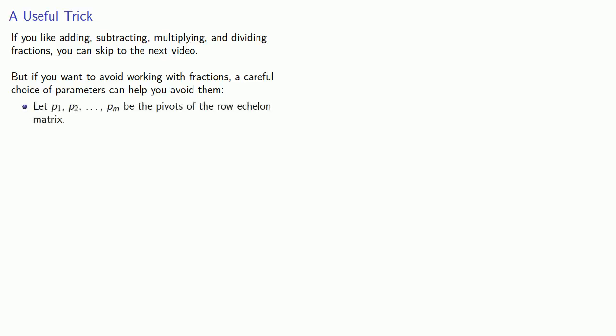Let P1, P2, all the way up to Pm be the pivots of our row echelon matrix. Let K be the product of all of these pivots. When we choose our free variables and set up our parameters, we'll include a factor of K in all of them.